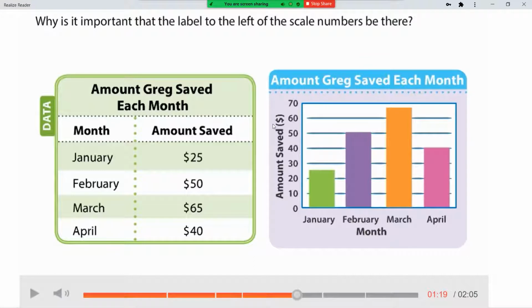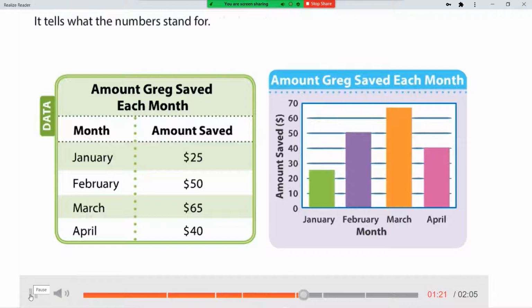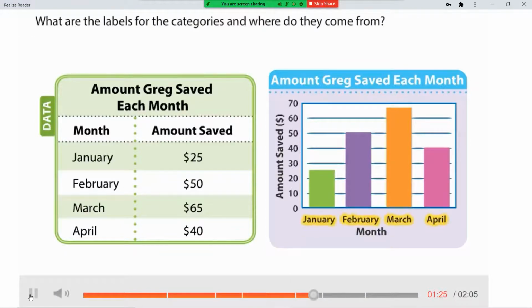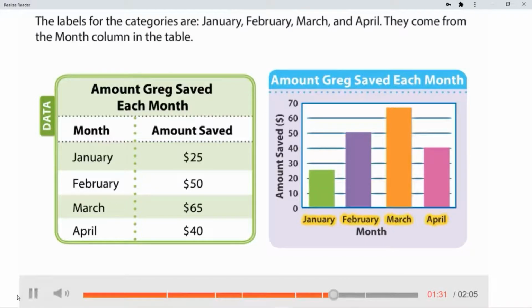So this label on the left side tells you not only how you're measuring and the scale, but it also tells you the unit that you're using. It tells what the numbers stand for. What are the labels for the categories and where do they come from? The labels for the categories are January, February, March, and April. They come from the month column in the table.